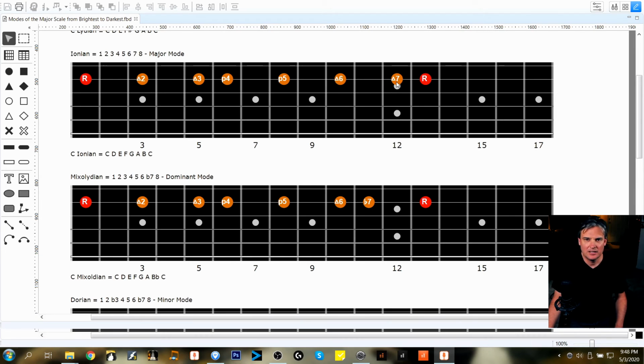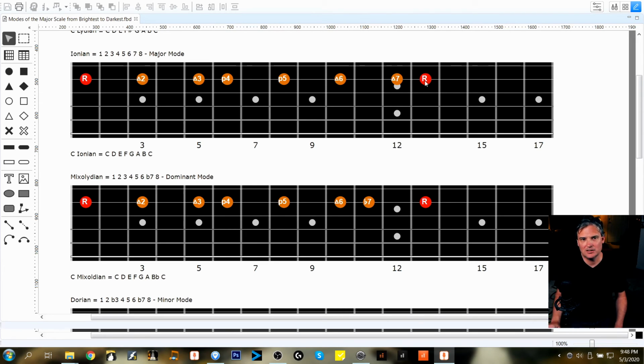Okay, so then we have from the root to the major 7th, that's 11 half steps away. Now, if we were 10 half steps away right in this area, we would have a minor 7th, or a flat 7, if you will. And then 12 half steps away, that is the perfect octave. From this root all the way to this root, that's 12 half steps. And that's the perfect octave.